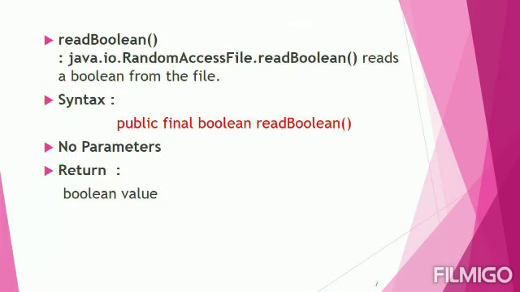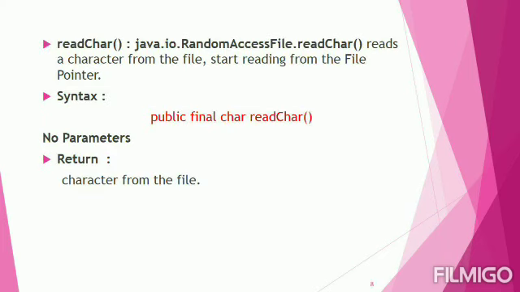The next function is to read a boolean value from the file. The syntax for it is public final boolean readBoolean. It does not take any parameter, but it returns a boolean value, that is true or false. The next function is to read a character from the file starting from the file pointer. The syntax is public final char readChar. It does not take any parameter, but it returns a character from the file.